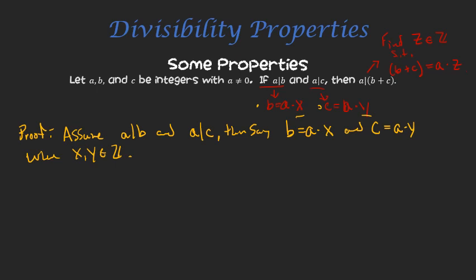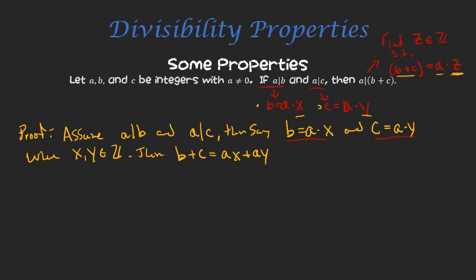And now remember what I want to conclude here. I want to write b plus c as a times some other thing. So how about I take this equation and this equation and add them together? That way I'll get b plus c on the left-hand side, and we'll see if that does anything for us. Then b plus c is equal to a times x plus a times y.